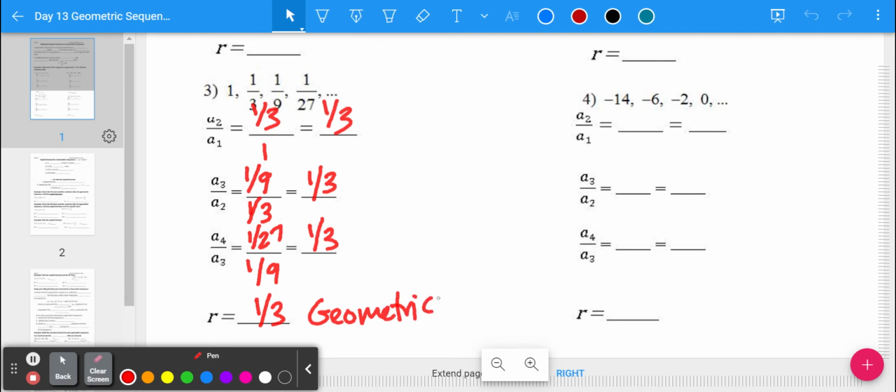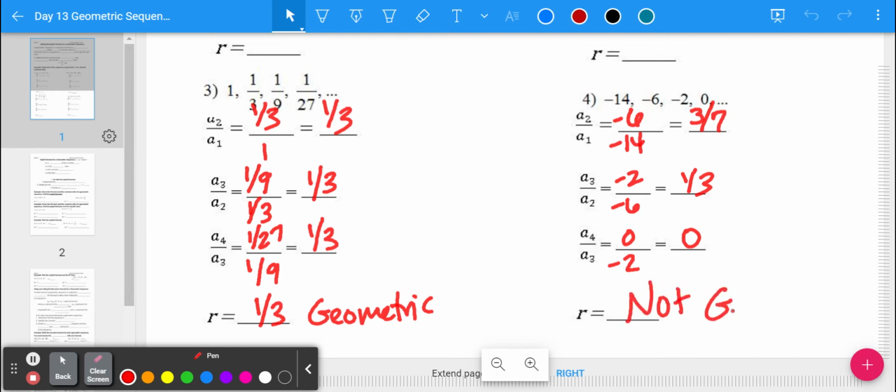When I get to number 4, I'm going to take -6 and divide it by -14. When I do that, I get a simplified fraction of 3/7. Then I'll take -2 and divide by -6, where I'll get 1/3. Then I'll take 0 and divide it by -2, which equals 0. Now notice that all my values are different here, so it's not a common ratio. So for this one, there would be no R value, and we would just say that it is not geometric.